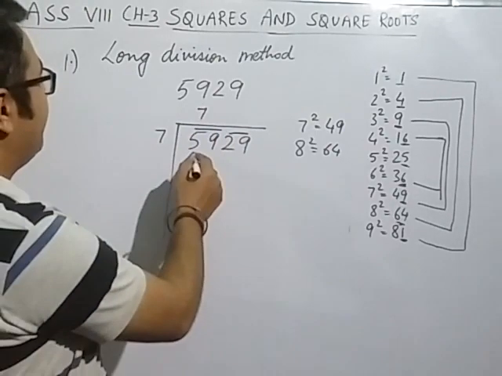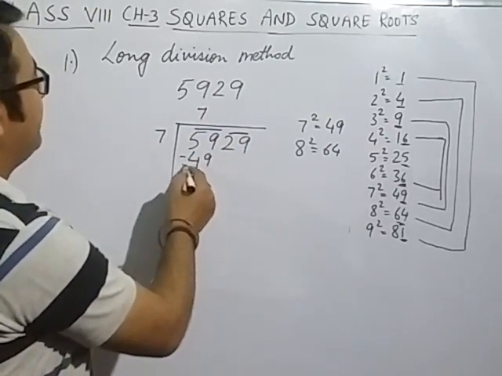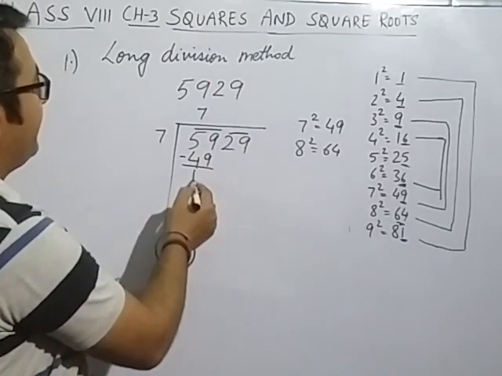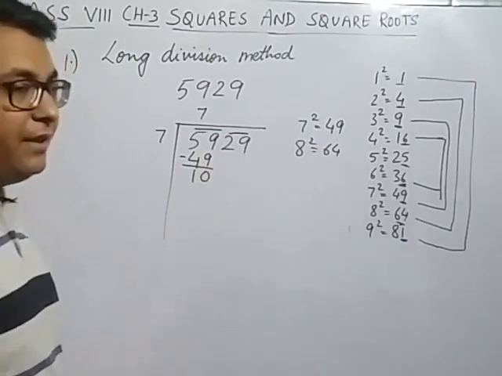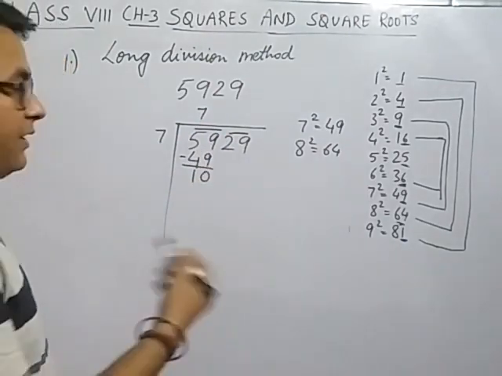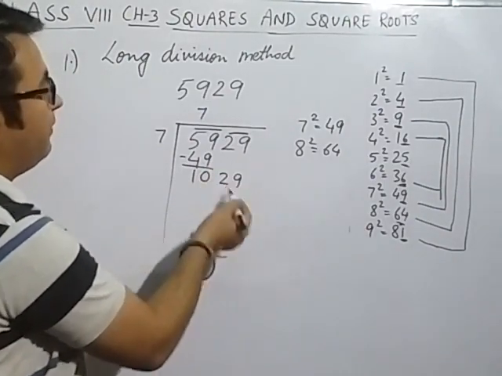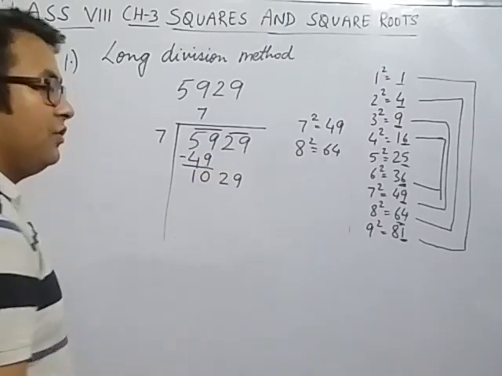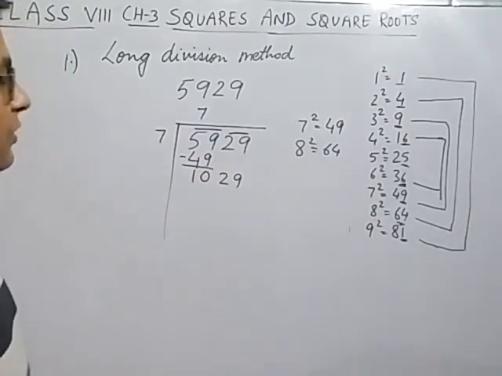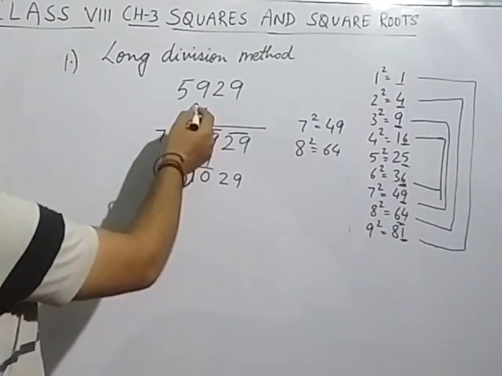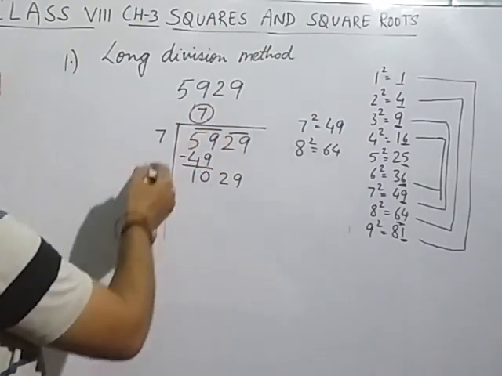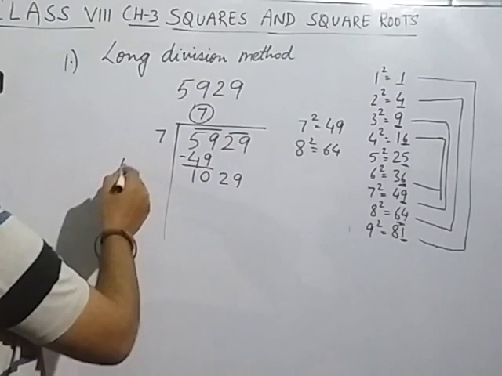So 7 sevens are 49. Next step, I will subtract it. 59 minus 49, remainder will be 10. After that I will copy the second pair. This complete number will be copied. So now I have to divide 1029. Next step is, whatever the quotient is, that will be doubled. Double of 7 will be 14.